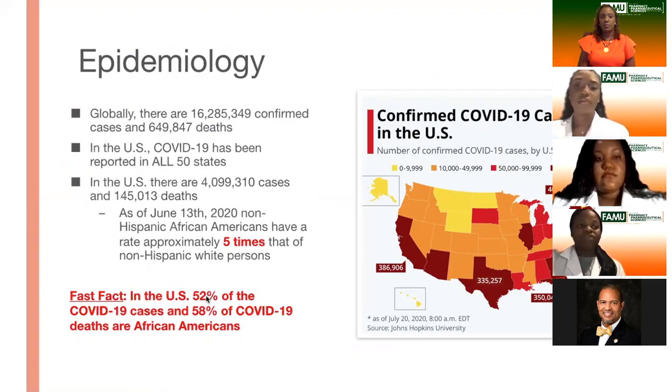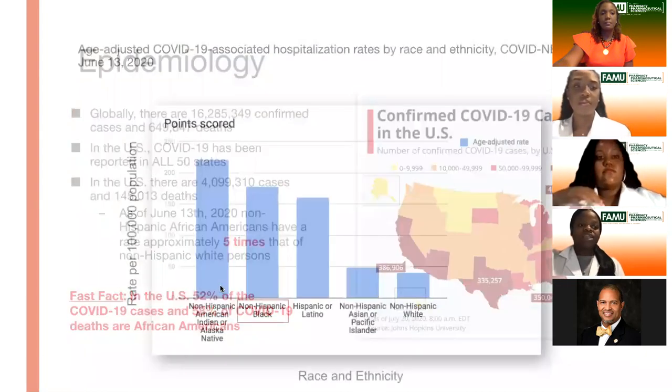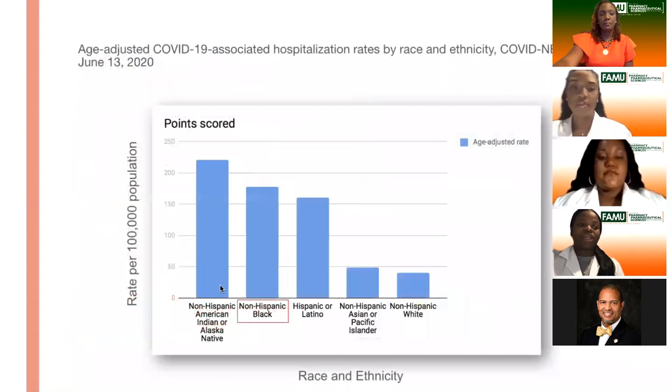COVID-19 has been reported in every state in the US. There are over 4 million cases and 100,000 deaths in America. Blacks have a rate 5 times that of a white person. Fast fact: in the US, 52% of the COVID cases and 58% of the COVID deaths are African Americans. Here you can see by the graph that African Americans are the second leading race behind American Indian and Alaskan Natives for COVID-19 hospitalizations, and whites have the least.